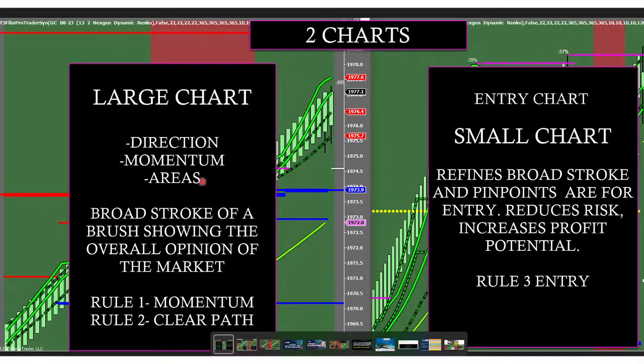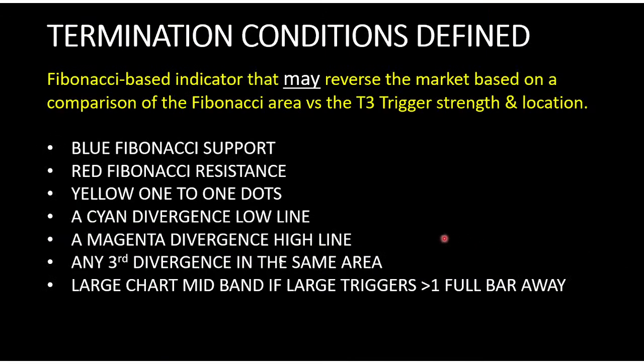So now we're going to let it define areas, guys, and areas that may stop the market, that may reverse the market. Blue Fibonacci support, red Fibonacci resistance, yellow 1-to-1 dots, cyan divergence highs and lows. We're also going to look for three divergences in the same area. Large chart midbands if the triggers are a full bar away.